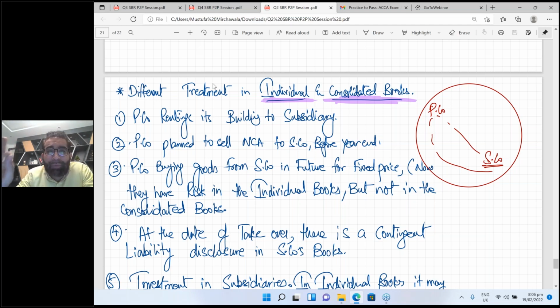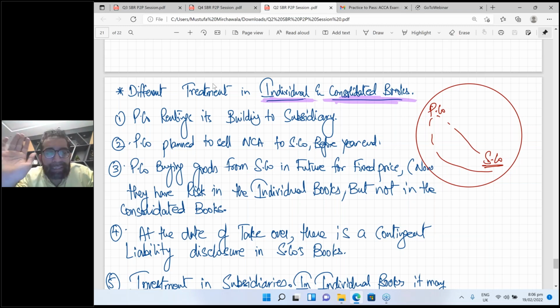Now, just for your easiness, I'm telling you something extra. Please open your ears. In the individual books, you have classified it as held for sale, but in the group accounts, you have to record it as a non-current asset, IAS 16.